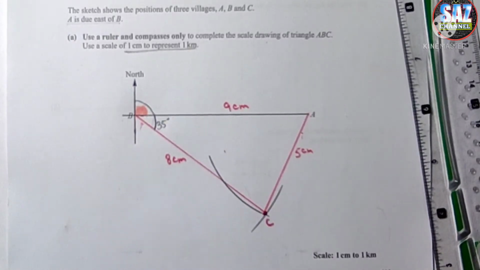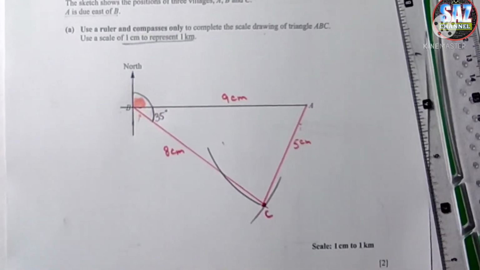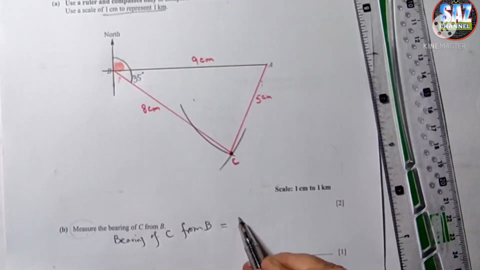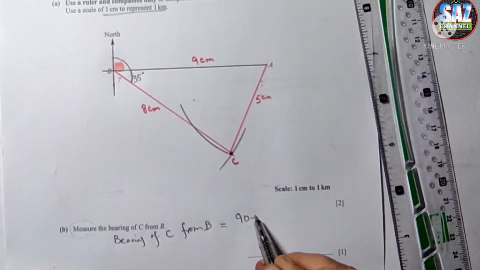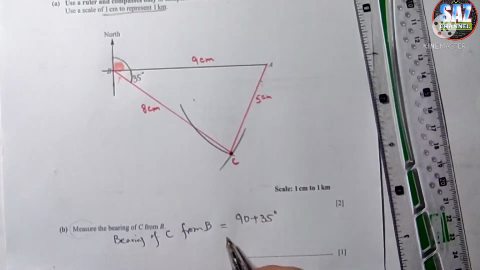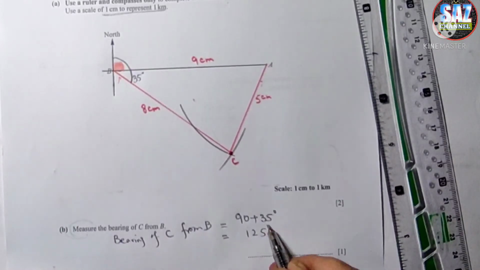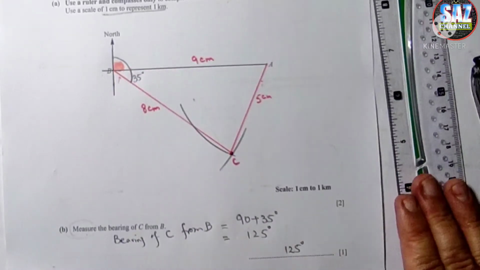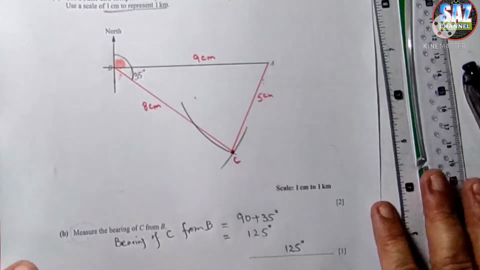The bearing of C from B will be equal to what? 90 plus 35, which is 5, and 9 and 3, 12, around 125 degrees. I hope you are clear about this question, and let's move to the next question.